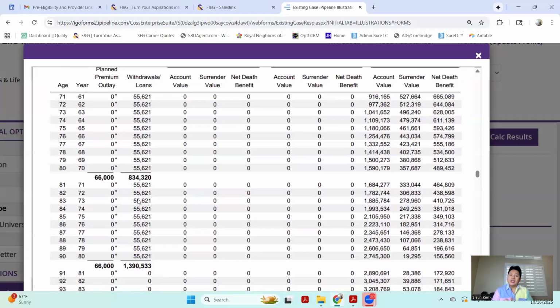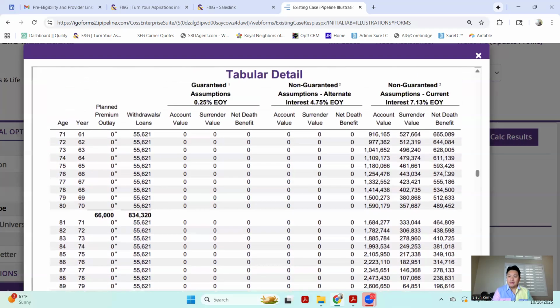But what if the client doesn't live up to the age of 90? What if the client only lives up to age 80? Then the client would have received an income of 834,000. And look to the right. Do you see the death benefit? $489,000 in death benefit. It will still be paid out to the family after this person passes away, after receiving an income of $800,000.